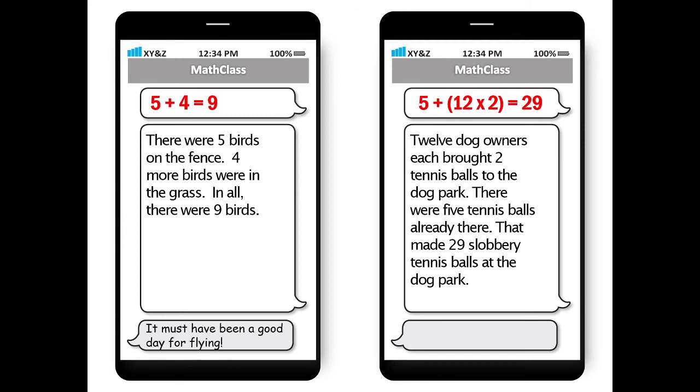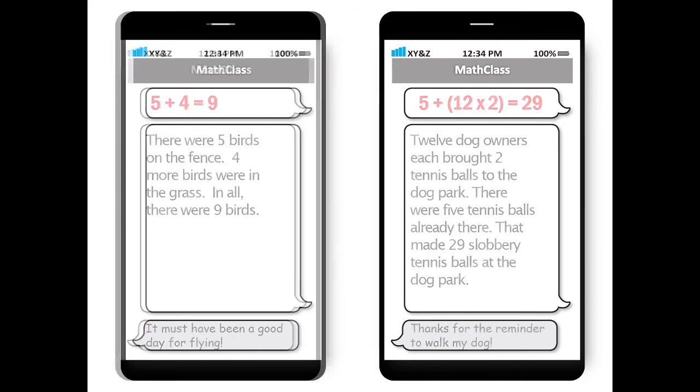You'll notice that in this text, I actually wrote it in order of operations, but I would not necessarily make my students do that. I would be interested to see if they wrote their stories in order of operations, but I just want to make sure that their story makes sense and matches the equation. So it's okay if they were to say that there were like 5 tennis balls at the dog park and then 12 dog owners each brought 2. It's just very interesting for me to see how students interpret the equation. And the response might be, oh, thanks for the reminder to walk my dog.